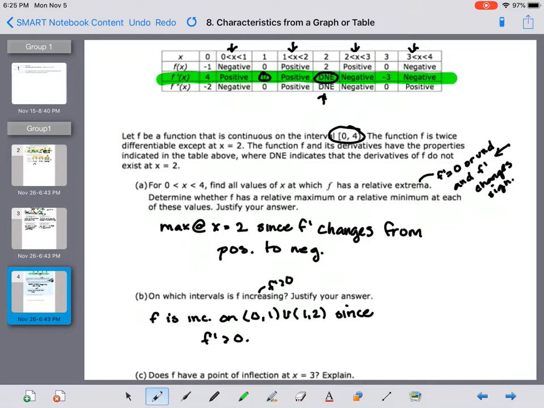Now I wouldn't put 0 to 2, and the reason I don't want to do that is because at 1 I'm not increasing or decreasing, I'm not positive or negative, I'm actually 0. Okay, so that's why we have to split it up into two different regions.